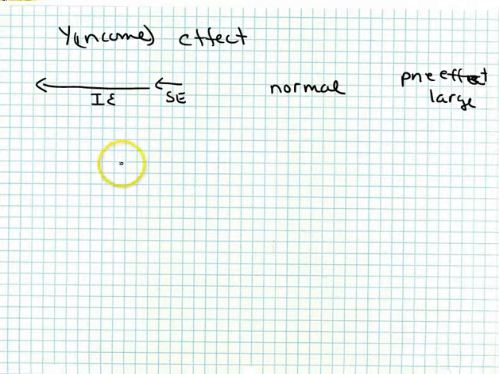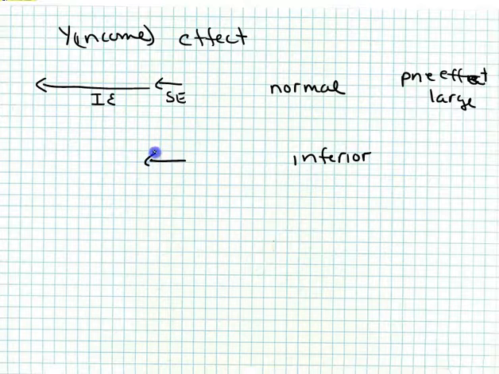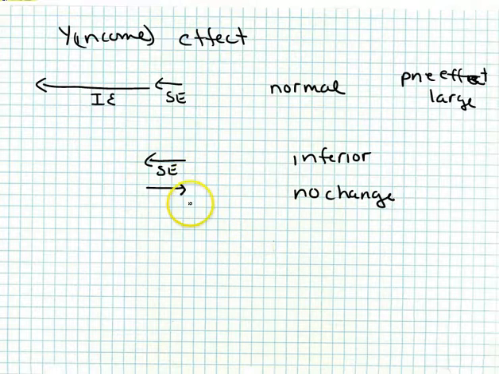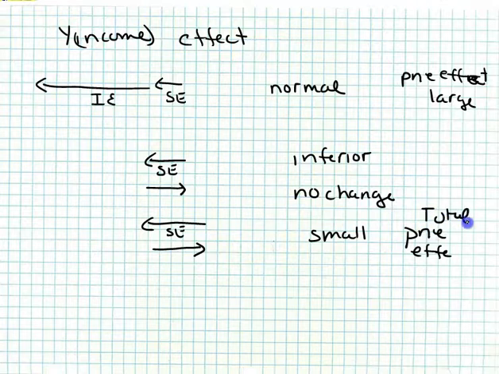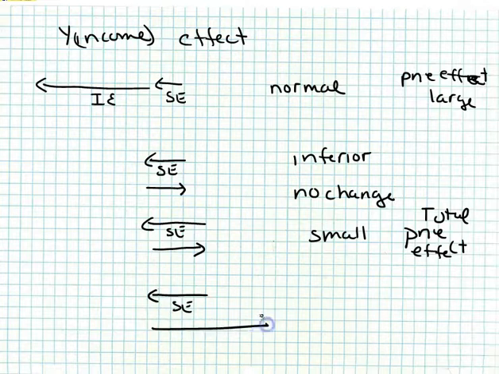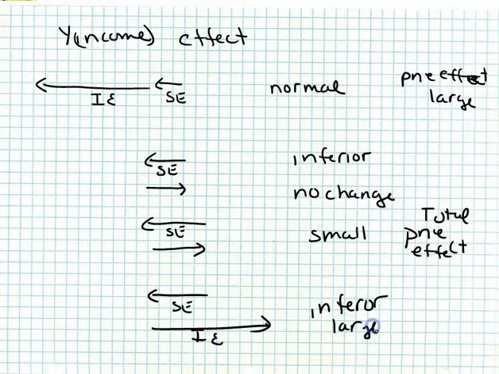Now, what about if we have an inferior good and we had a substitution effect and we had a large income effect, and here I'm going to say just this large, we might see either no change in demand, or a substitution effect with a pretty strong income effect and a small total price effect, or in the case of a good that is so inferior, we get a Giffen good.